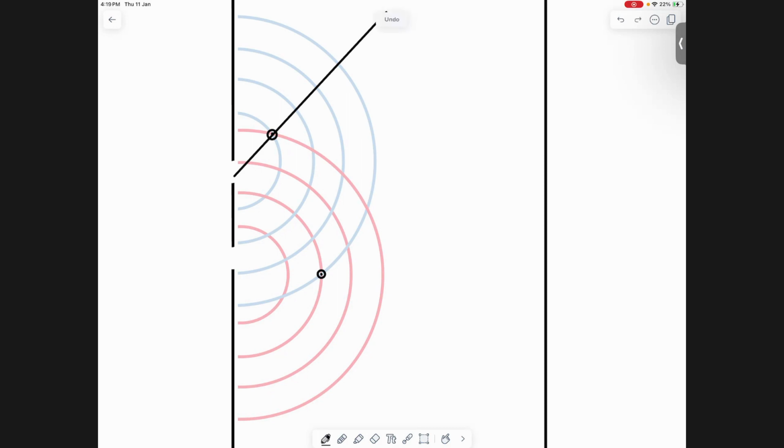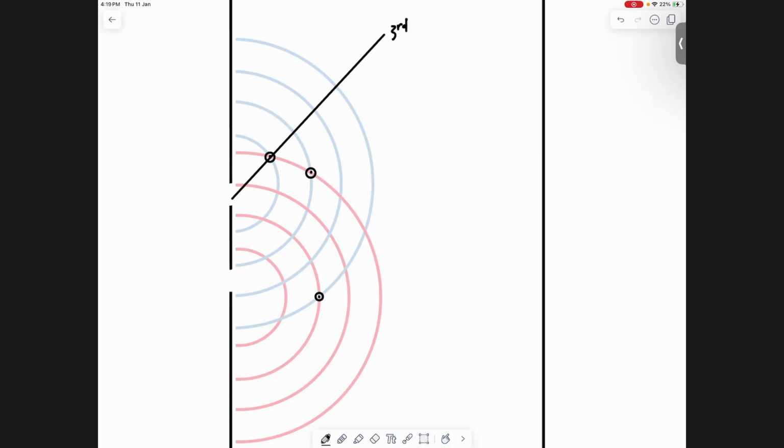Path difference is 3 lambda, right? So can you tell me what should this be? Constructive, right? What path difference? 2, right? Because from here there are 1, 2, 3, 4 red waves and the blue waves are 1, 2, right? So what's the path difference? 2 lambda. So if this is the third maxima, that's my third maxima. What will this line be? Second maxima, right? So that's going to be my second maxima.